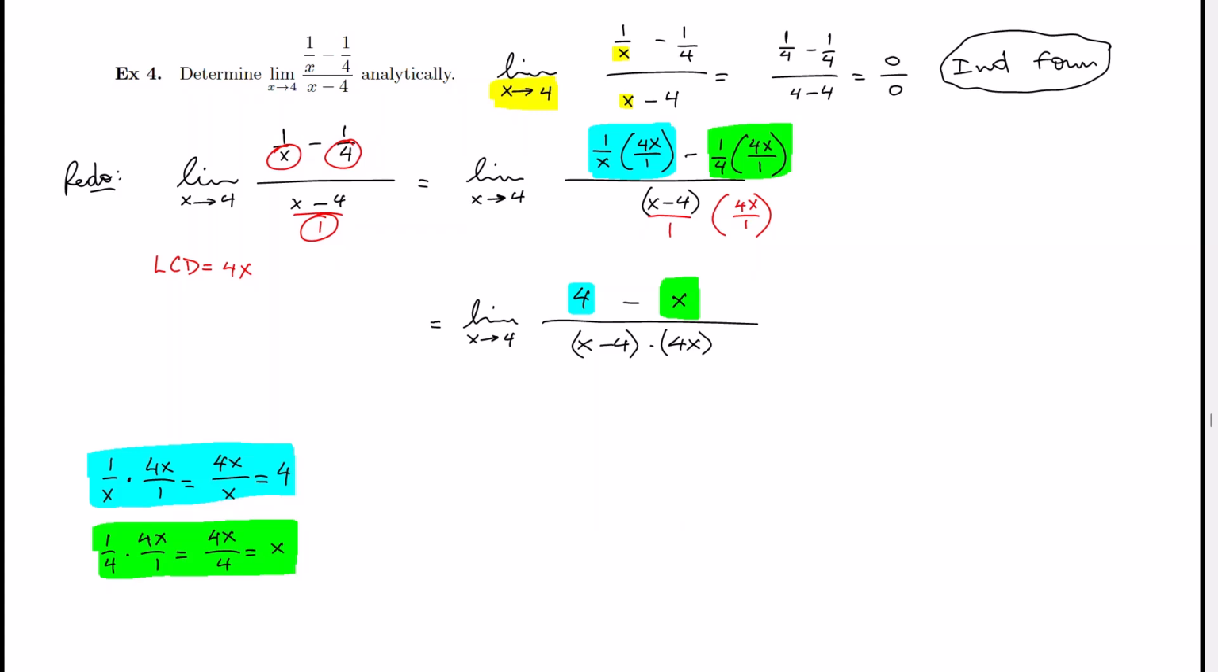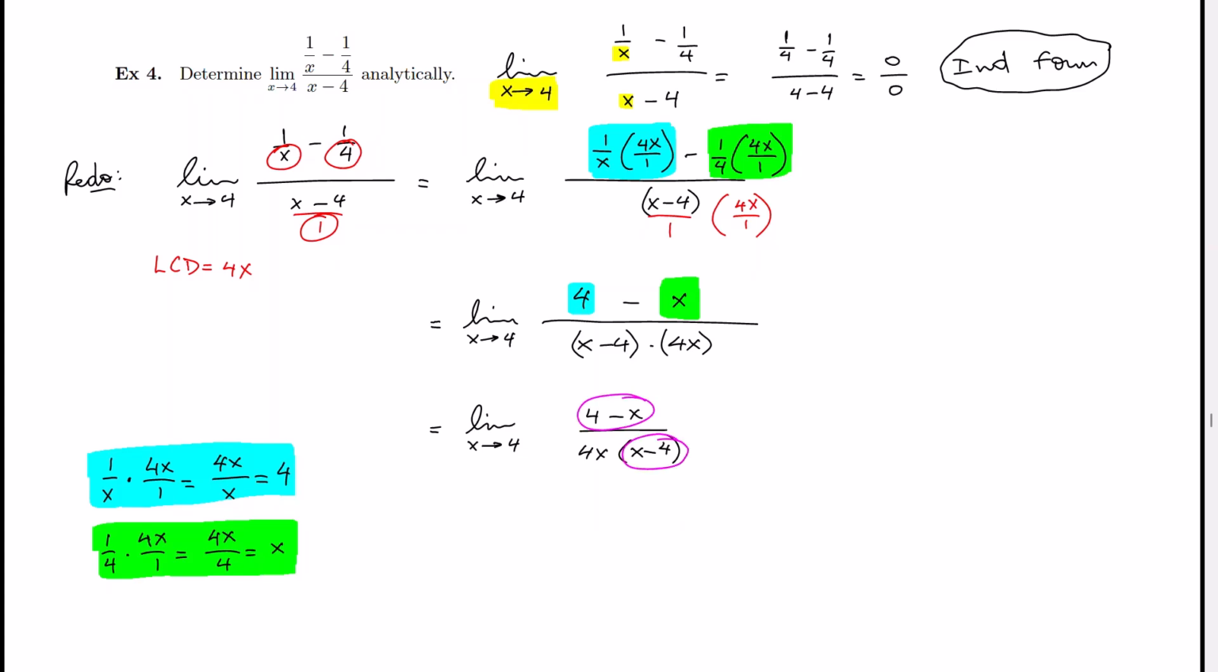Now let me rewrite this just so we can see what's going on. I don't like all the colors here, so I'm going to rewrite it with the limit as x approaches 4 with 4 minus x all divided by x minus 4. And you know what? This time I'll be writing the 4x in front because that's the more traditional way of writing down the product.